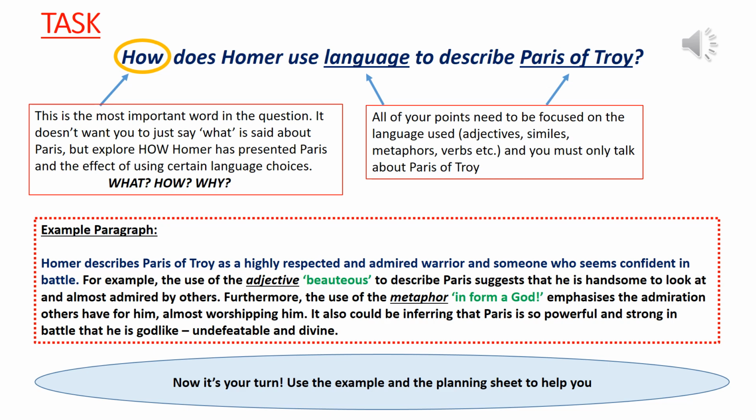So using the notes and what we've discussed, and then using the planning sheet that hopefully you can view or your teacher's downloaded for you, it's your turn. I want you to try and use another piece of evidence about Paris of Troy that we discussed in that extract, and they're all on the worksheet to help you, and try and write your own what, how, why paragraph. So have a go, try your best.